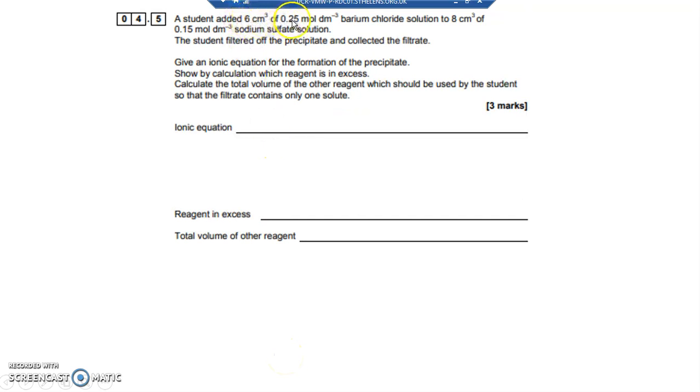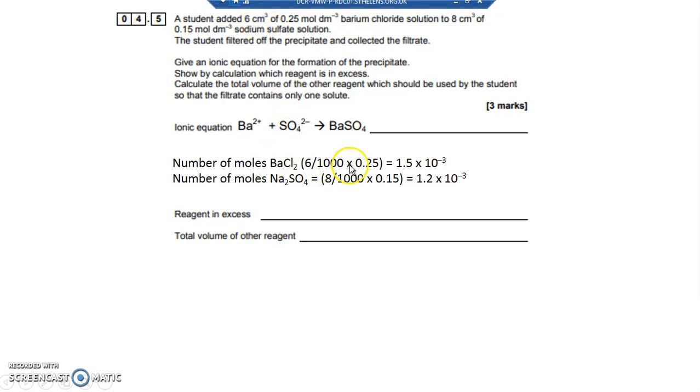A student added 6 cm³ of 0.25 mol dm⁻³ barium chloride to 8 cm³ of 0.5 mol dm⁻³ sodium sulfate. Show by calculation. Well, even before I work out what it's asking me, I know that I'm going to do concentration. 0.25 is moles divided by volume in dm³. So I'm going to divide the 6 by 1000 to get 0.006. Concentration 0.25 equals moles divided by 0.006. And then I multiply the two together and it comes out as 1.5 times 10 to the minus 3.